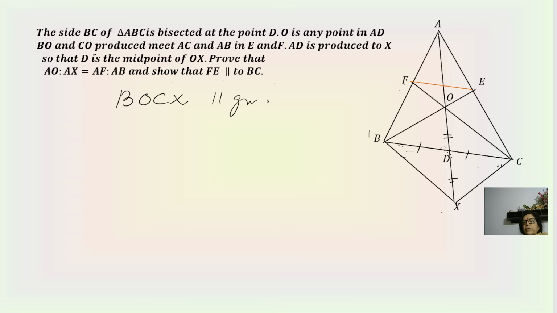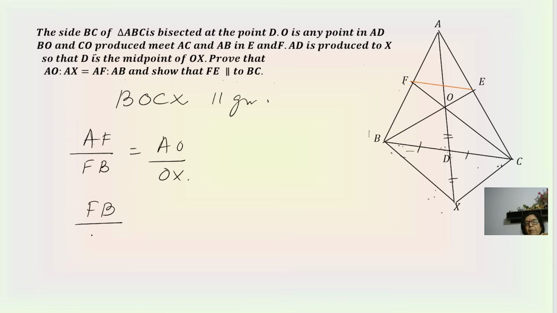So now if we focus on the triangle ABX, in the triangle ABX, because CO has been extended to OF, so OF is also parallel to BX. So if OF is parallel to BX, then from the triangle ABX, I can write here AF by FB is equal to AO by OX. So we get this relation over here. AF by FB is equal to AO by OX. But we have to prove AO by AX.